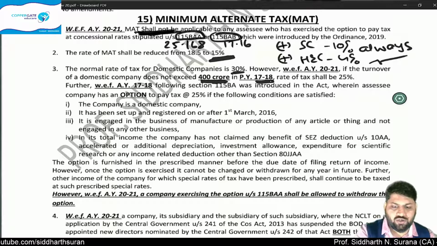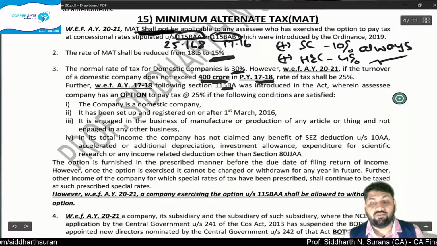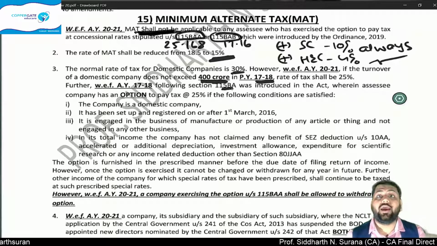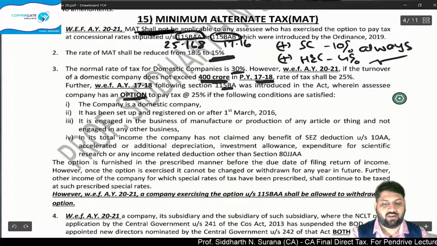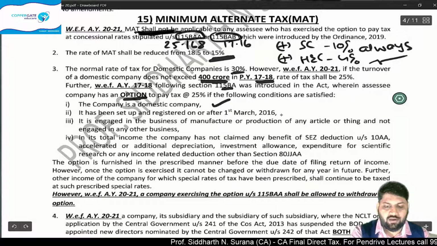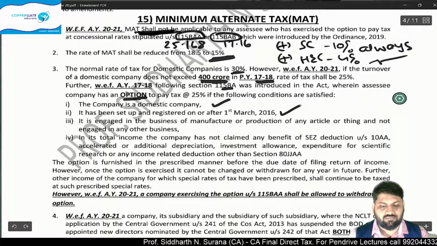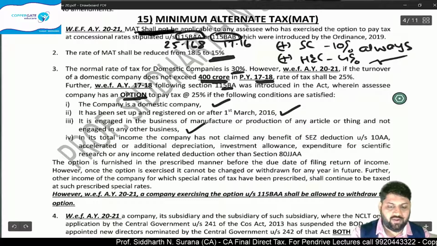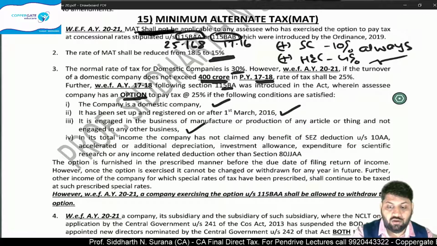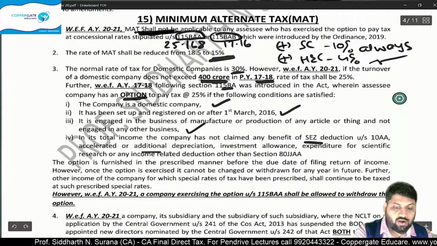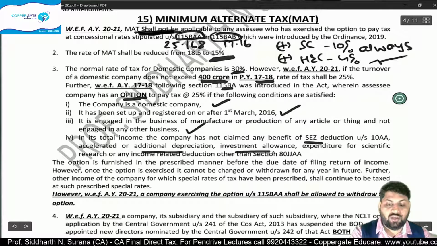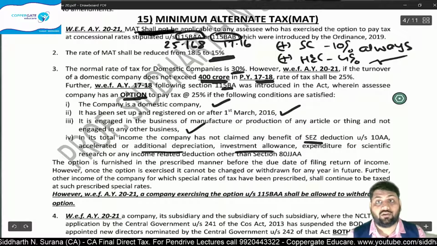And this is not an amendment, this is an existing section. 115BA, BAA and BAB are amendments. What was the existing section? We are giving an option to pay tax at 25% for a domestic company incorporated on or after 1st March 16, engaged in manufacturing business. But most important of all, you should leave your SEZ benefit under 10AA. You should leave your additional depreciation. You should leave your investment allowance which you are getting in 32AD.